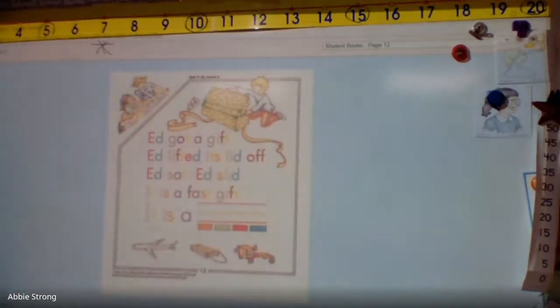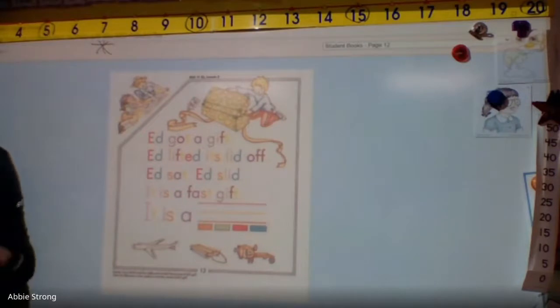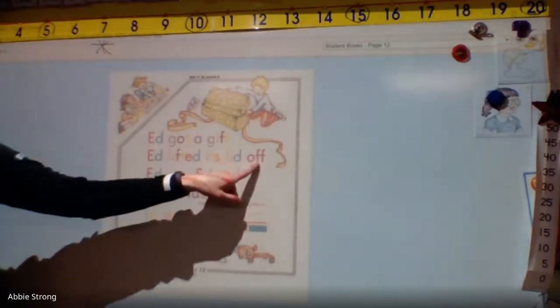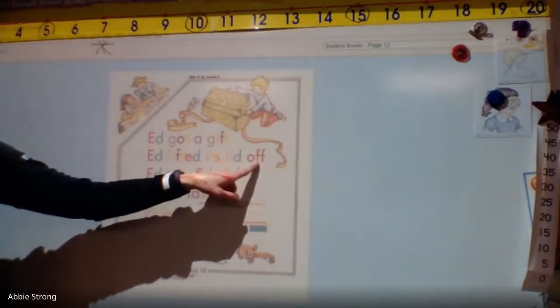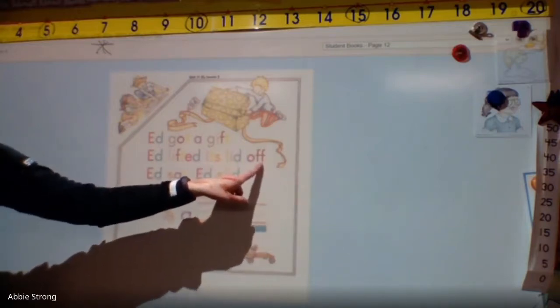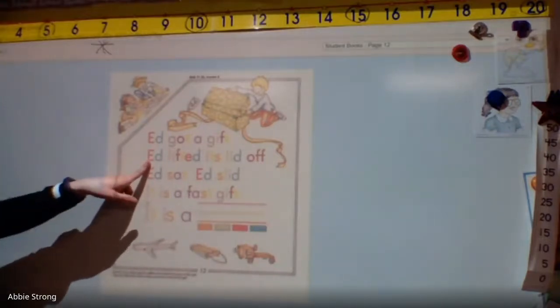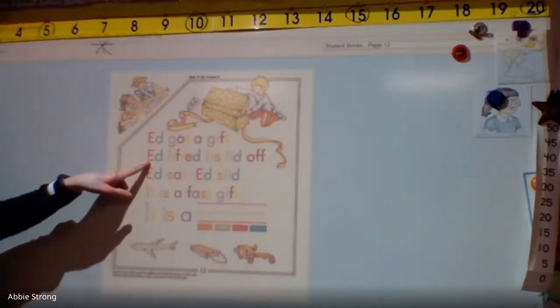Some of you picked the word off on my door as your sight word you wanted to read today. Off is the same kind of idea as odd. We don't say odd-da-da. We don't say off-a-fa. We just say that letter F one time. Read this sentence again. Ready? Put your finger on the word. You're going to slide and blend with me.